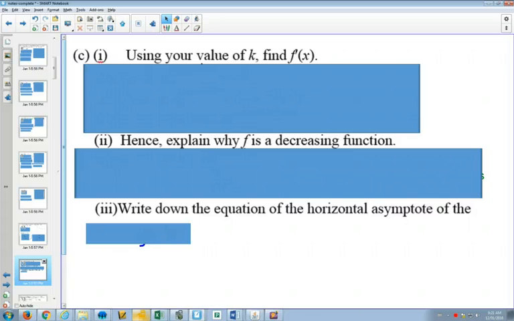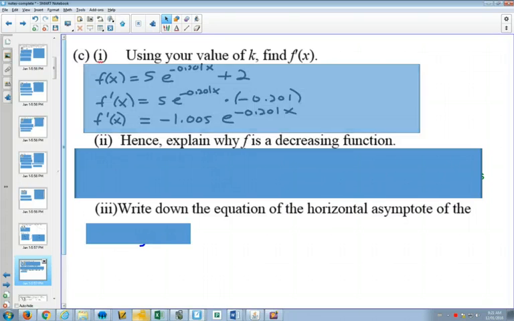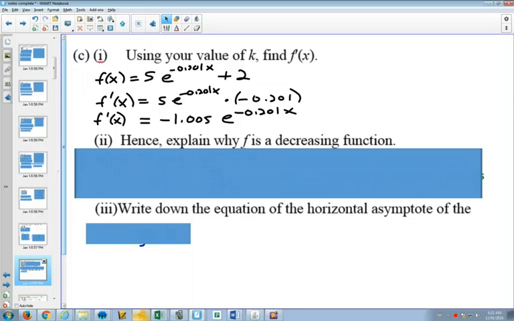So now that we've found k, we can find the derivative. So we plug in the a value of 5 and the k value of negative 0.201. We take our derivative. It has a chain rule. Remember, the derivative of e stays the same, but then in the exponent we have another function, so the derivative of that is negative 0.201. And multiplying that by 5, we get a simplified function.